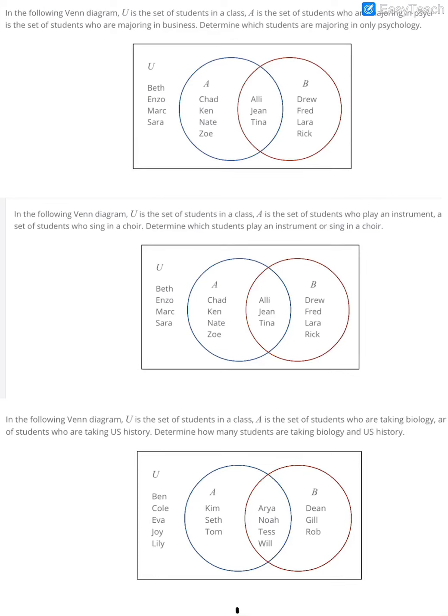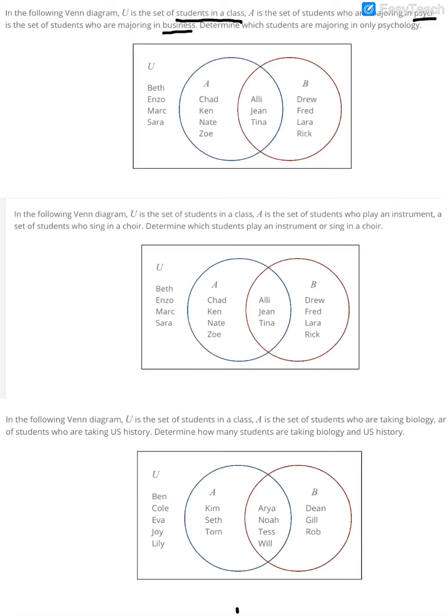We are going to look at some Venn diagrams and operations of sets. So in this first Venn diagram, U, which is known as the universal set, is the set of students that are in a class. So that would be all those names in that rectangle are in a class. Then they're telling us A is the set of students who are majoring in psychology, and then B is your set of students who are majoring in business. So from the picture, they're asking me to determine which students are majoring in only psychology.